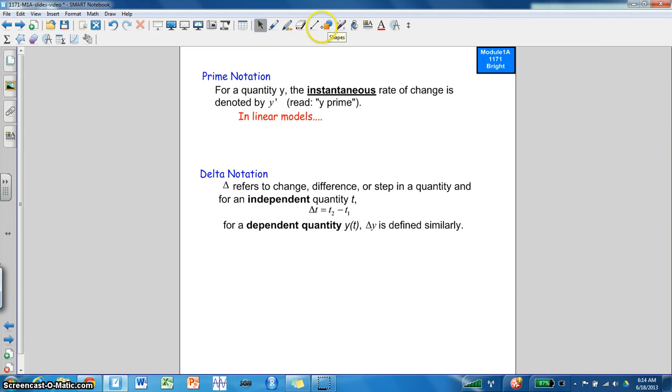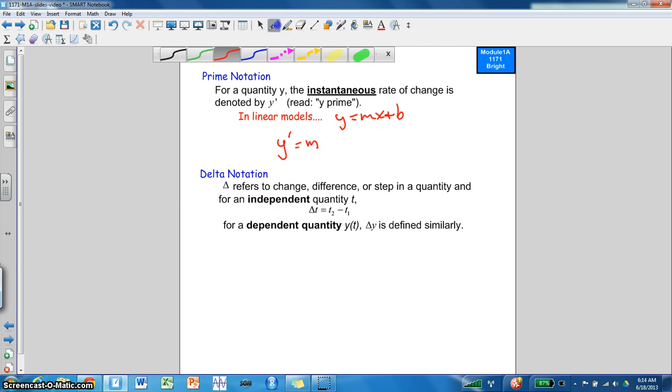So in linear models, and remember, linear models was in the last video, this is y is equal to mx plus b. We say that the instantaneous rate of change, well, what is the rate of change in a linear model? It's just m. So we can actually identify y prime as m. Consequently, we can rewrite the linear model as y is equal to y prime, the rate of change in y, times x plus b. We can rewrite it if we wish.